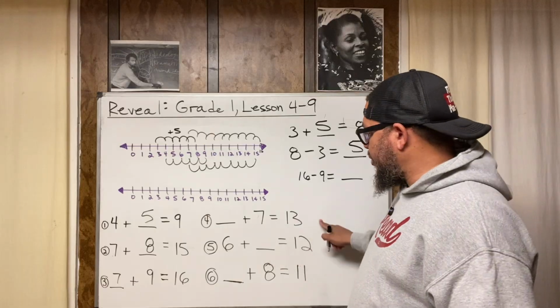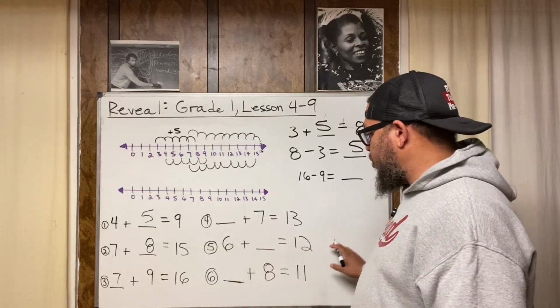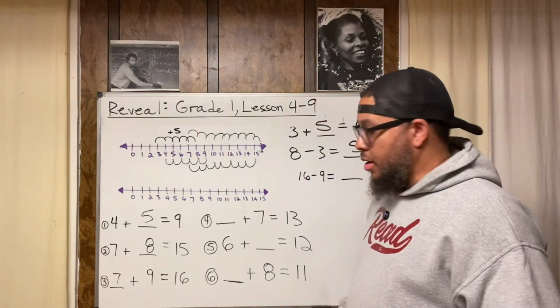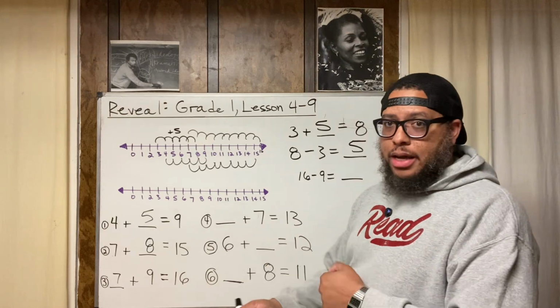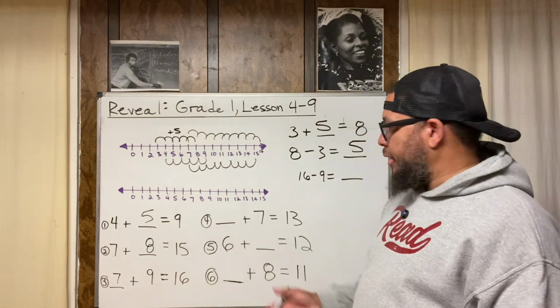Try to have them work through them. Blank plus 7 equals 13. 6 plus blank equals 12. Blank plus 8 equals 11. All right. And then hit play and see what I got when I did it.